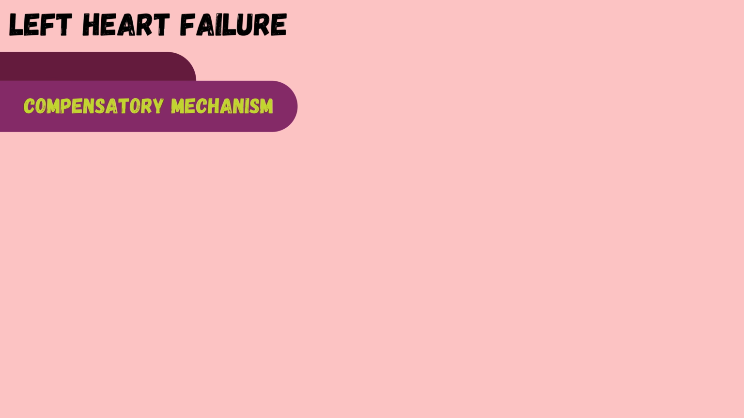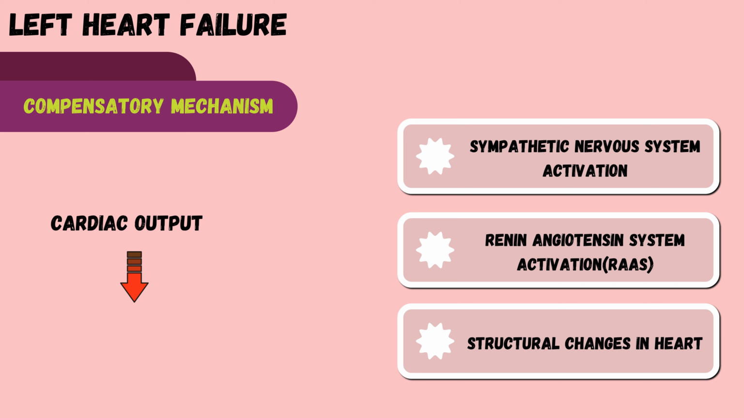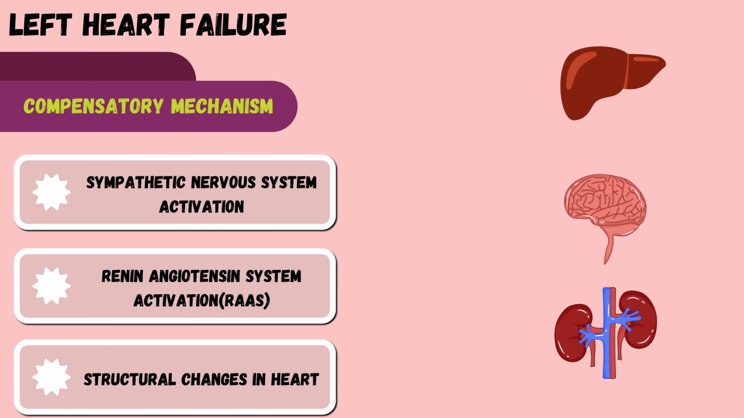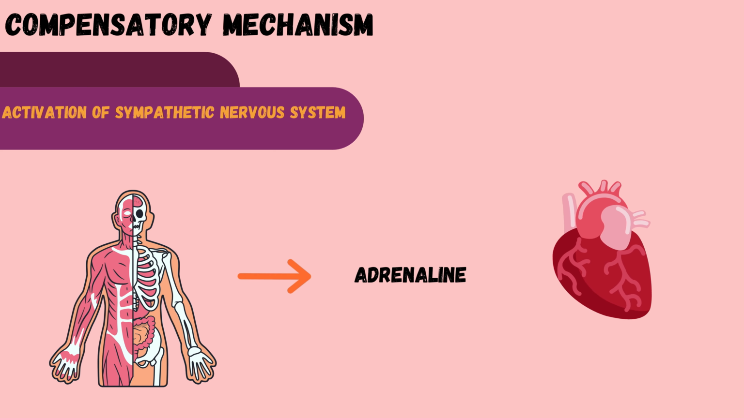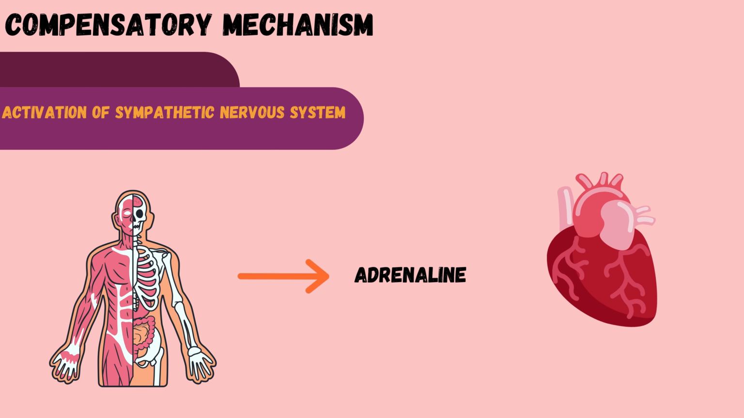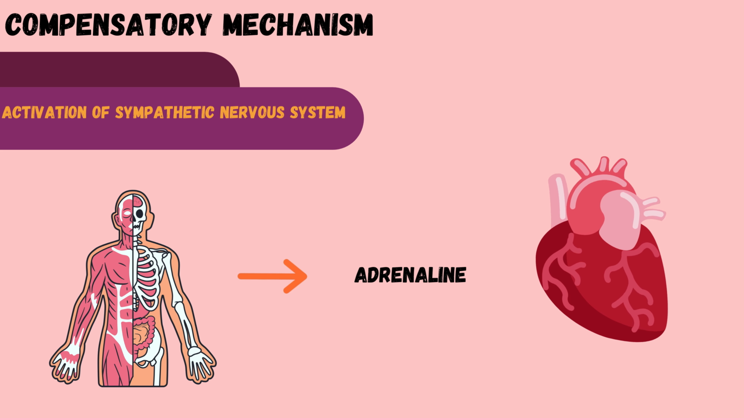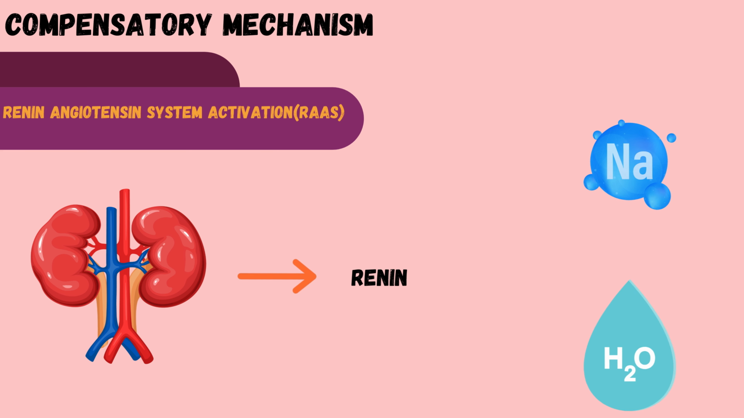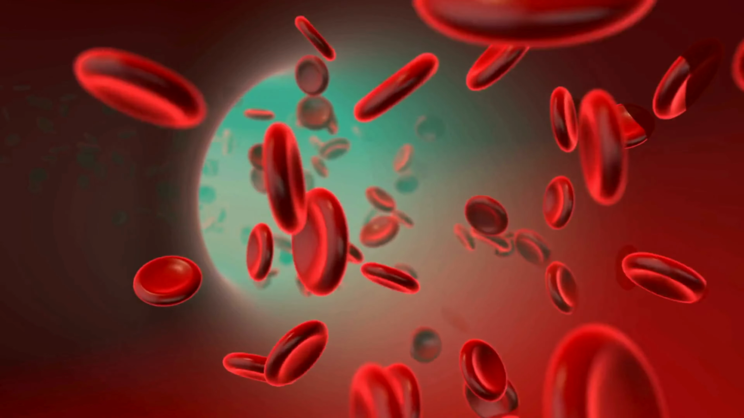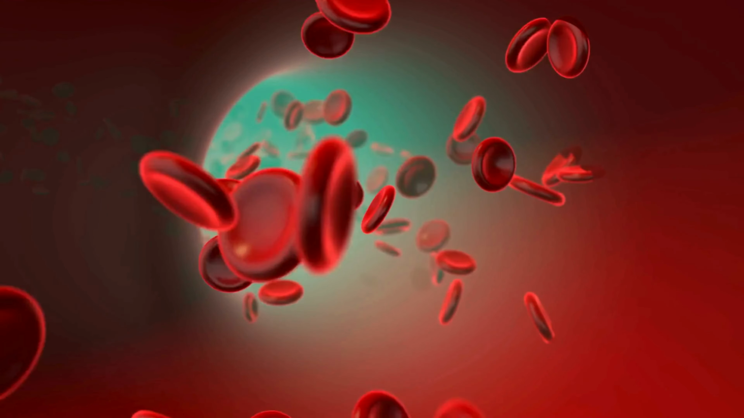Your body does not just sit back and let this happen. It tries to compensate. When the cardiac output drops, several mechanisms kick in to try to maintain blood flow to vital organs. The body releases stress hormones like adrenaline to increase heart rate and contractility, trying to get the heart to pump more blood. The kidneys, sensing a drop in blood flow, release renin, which triggers a cascade that leads to the retention of sodium and water. The goal is to increase blood volume and pressure to improve circulation.